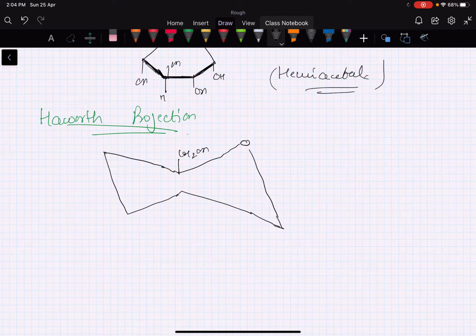CH2OH, H, H, OH, OH, H, OH, H, H, OH, right? This is also called chair form.